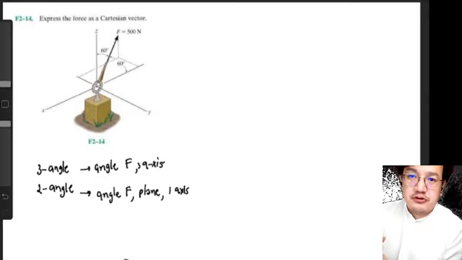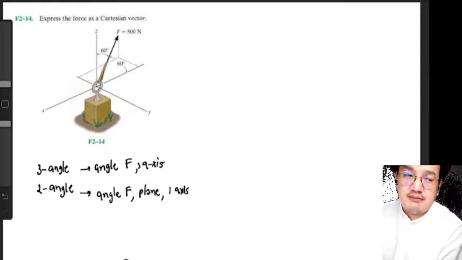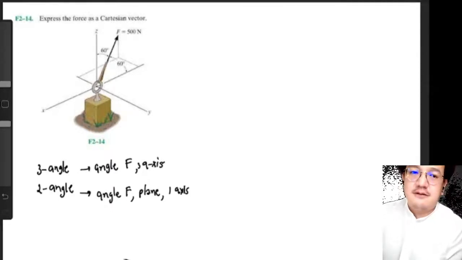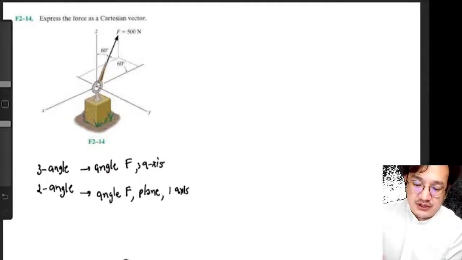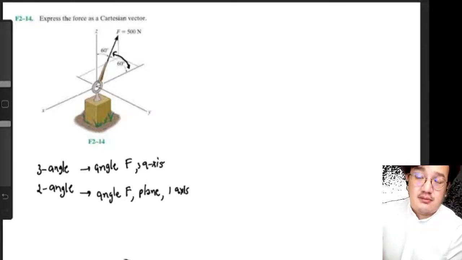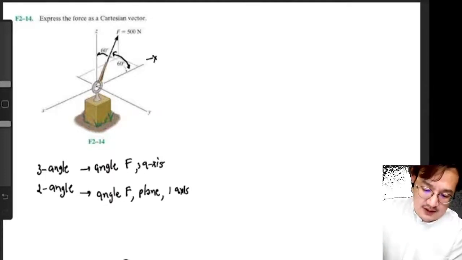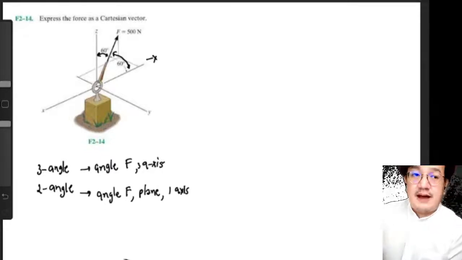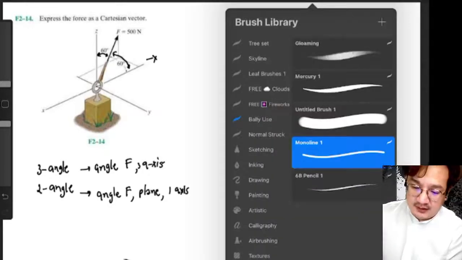So look at the figures in this question. They give you only two angles, but the angles they give are not in the two angles system. They give you the angle between F and the axis. Like this one, this is between the force and the minus X axis. And for this one, it is between the force and the Z axis. So you have to apply the three angles system to define this force in terms of a vector.